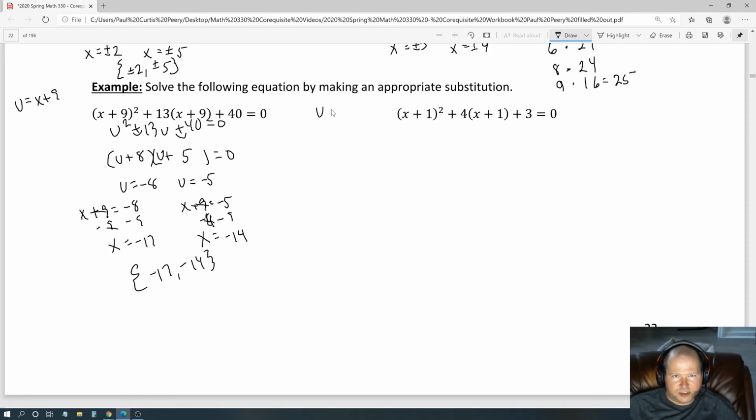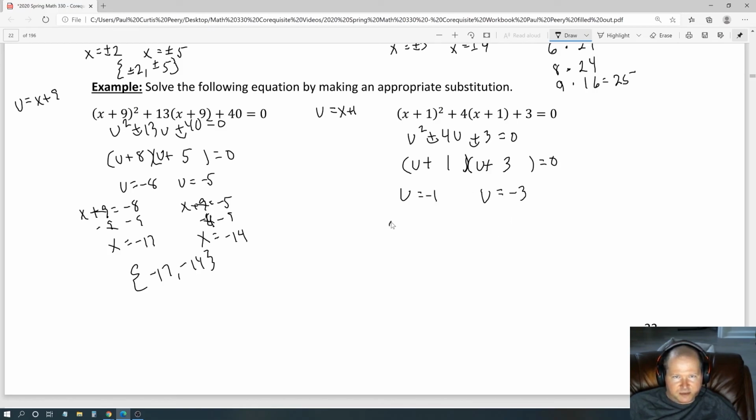Again, we want to do substitution. U is now equal to x plus 1. So now we say u squared plus 4u plus 4 equals 0. And we factor it out. We would say there's u there, u there. They're matching, both positive, positive, positive. We have a 1 and we have a 3. Okay, so we say u equals negative 1, or we say u equals negative 3.